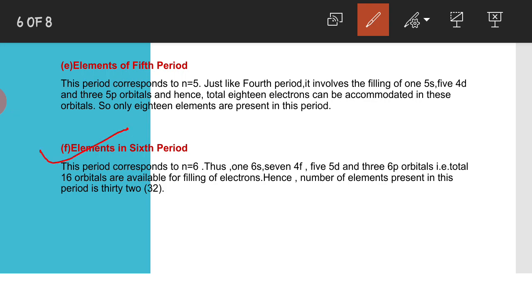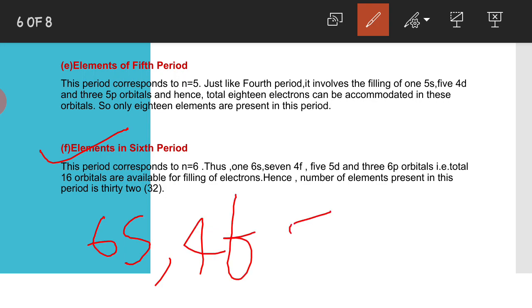Elements in sixth period. This period corresponds to n equal to 6. Thus 1 6s orbital, 7 4f orbitals, 5 5d orbitals, and 3 6p orbitals, that is, a total of 16 orbitals, are available for filling of electrons. Hence, the number of elements present in this period is 32.